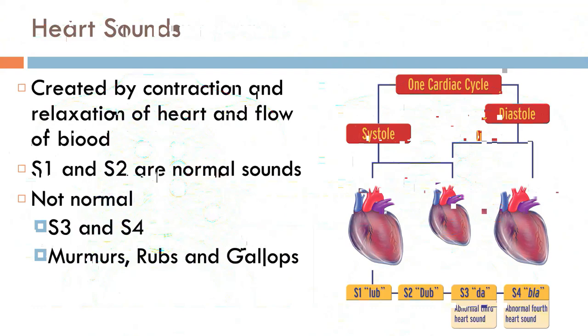All right. So S1. S1 is the lub, the dub. Okay. Again, the mitral and the tricuspid valves are closing. They close up. They make a sound. Right. Beginning of ventricular systole, diaphragm, apex. Okay, good, whatever. That's what they say. Lub dub, lub dub.